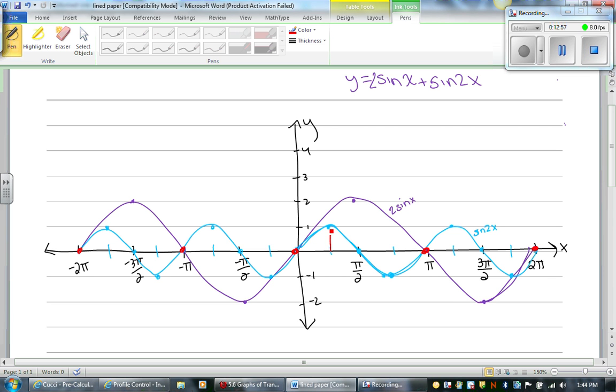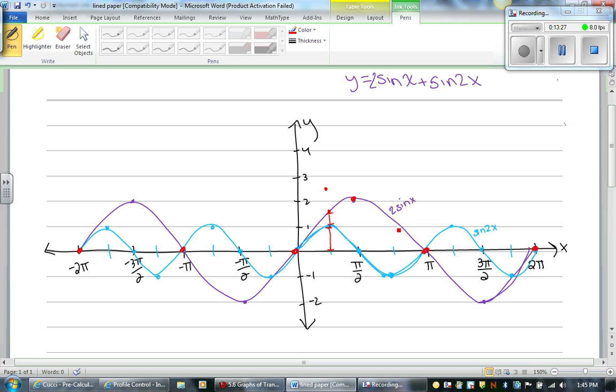You've got this plus this. If I add these two y values together, 1 and 1.5, I get 2.5. So this height is going to come up to here. It's a guesstimation in this case. 0 and 2 is still going to give me 2.